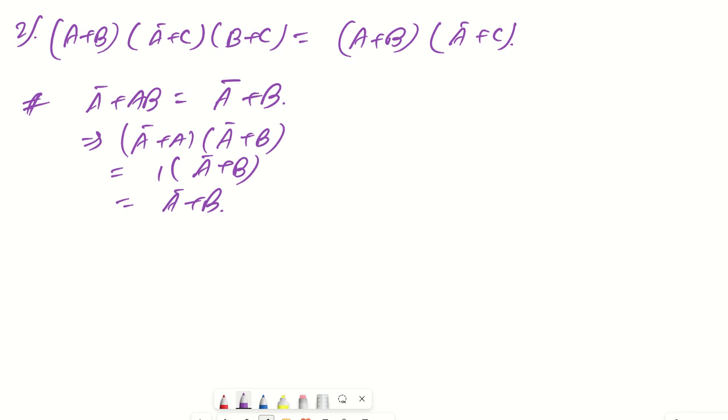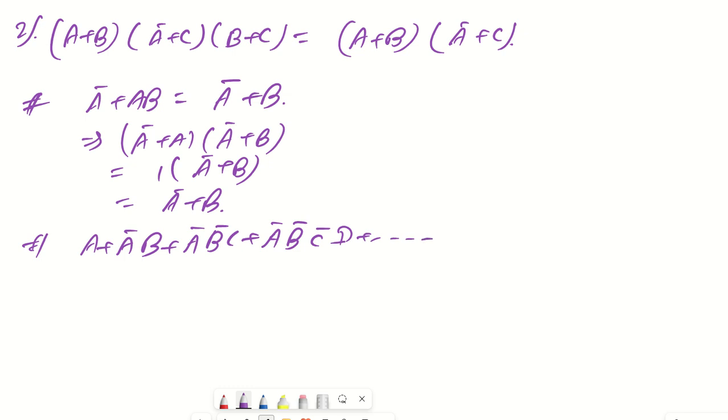Now one more problem is a + a bar b + a bar b bar c + a bar b bar c bar d. Okay, like that if some terms are coming, up to a bar b bar, like that, up to x bar y bar z, then what will happen? This will give you a + b + c + ... up to z, a very good result.